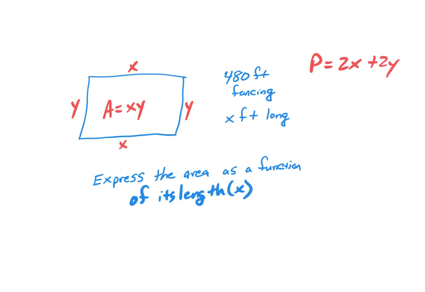So there's two formulas that we need here. This is my area, this is my perimeter. We actually know the perimeter. It doesn't come out and tell us that it's the perimeter, but we know we need 480 feet of fencing. So we're going to plug 480 in for P.